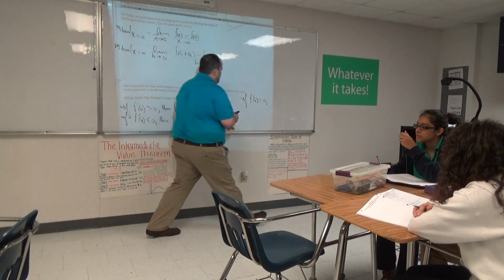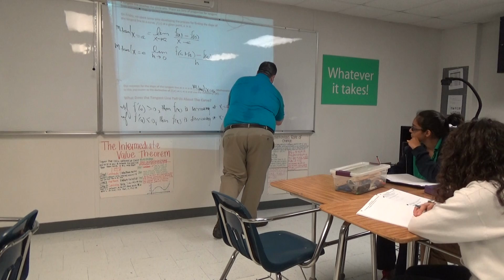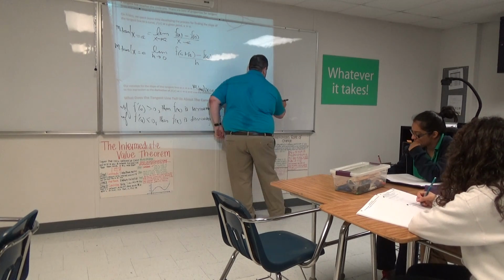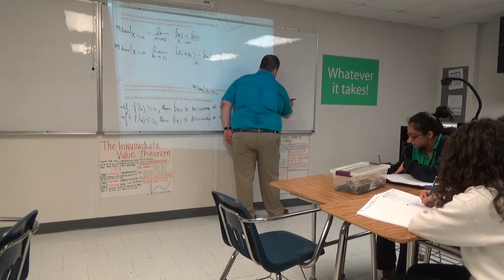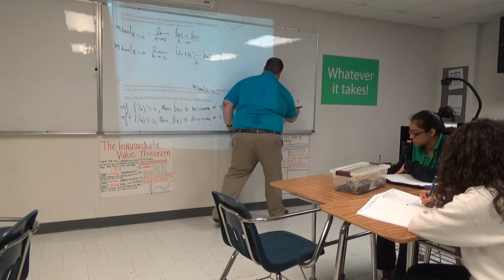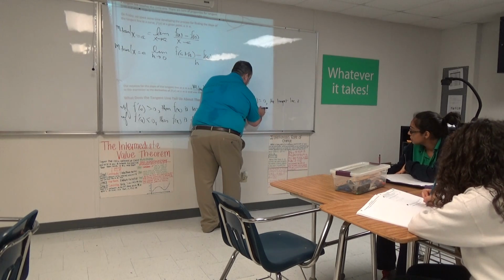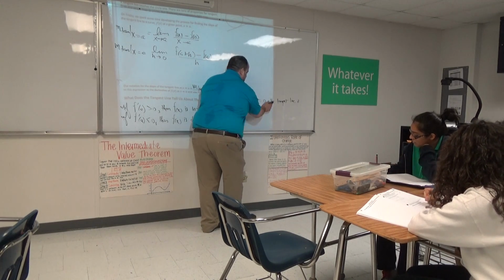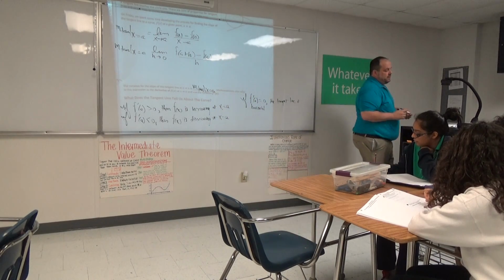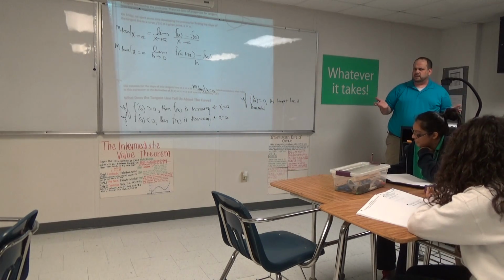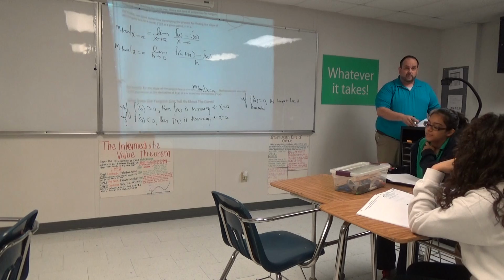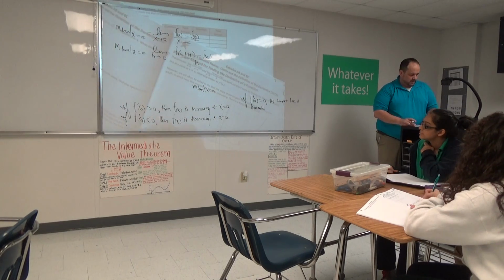So if f prime of a is equal to 0, what we're going to say is the tangent line is horizontal. That's our conclusion for right now. Everybody good? All right, so I want to give you a little bit of time to see what you can do with this.